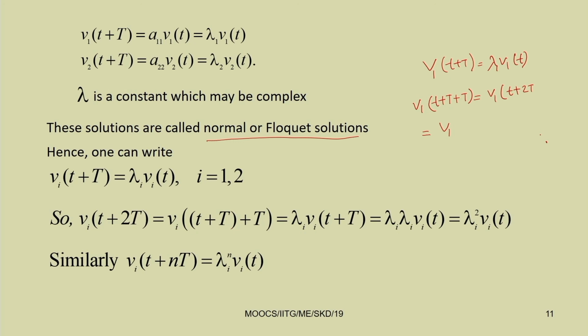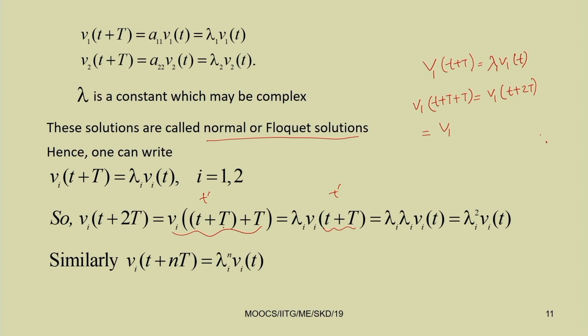You can write, so for the first case it will be lambda 1 V1(t), and then again you have to multiply. So, this thing Vi(t + 2T) can be written as Vi(t + T + T). So, this is written as lambda i. Conveniently you can write this, for example, let us take this part t + T as t dash. So, Vi(t dash + T) will be nothing but lambda i Vi(t dash). So, this part we have written as t dash, so that you will not get confused.